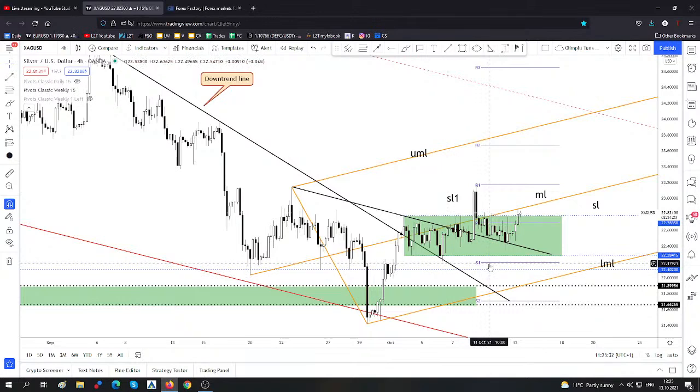Stephen, New Zealand dollar versus the Canadian dollar. I will take a look on that market as well.